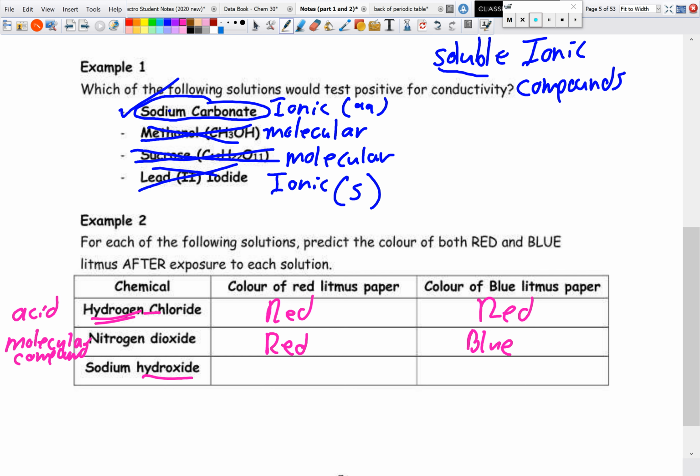As for the last one, the sodium hydroxide, we see OH minus, which makes this a base. That means the red will turn blue, and the blue will stay blue. So that's how we can tell, based on just figuring out what we should see from the chemical formulas.